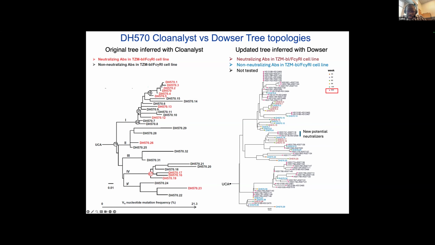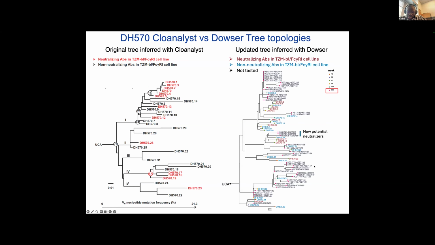Once we were satisfied with the results from the old sequences, we proceeded to use Dowser to infer a new tree for the DH570 lineage with newly sampled data. At week 632, 12 years later, new samples were obtained and sequenced. We combined the old and new data, an additional 45 sequences to make it 77, and inferred a new tree.